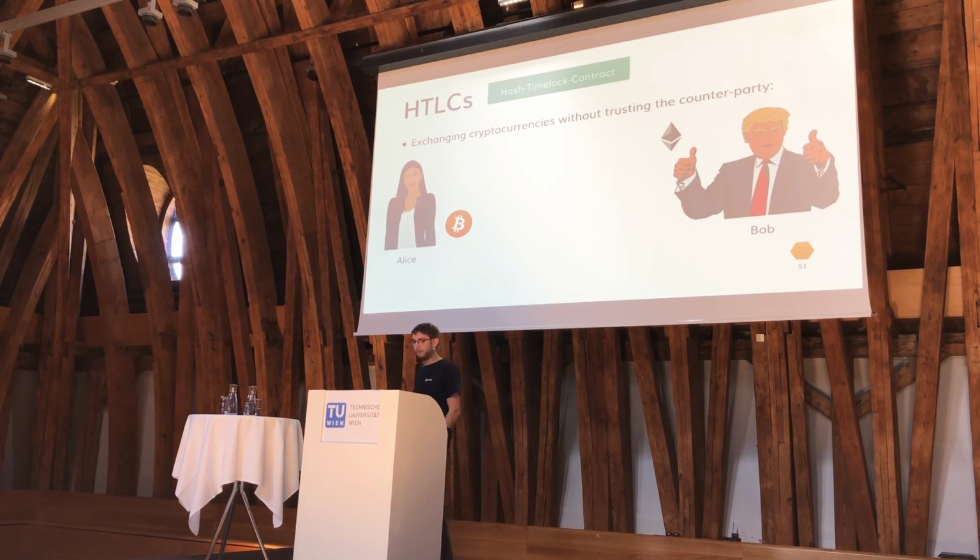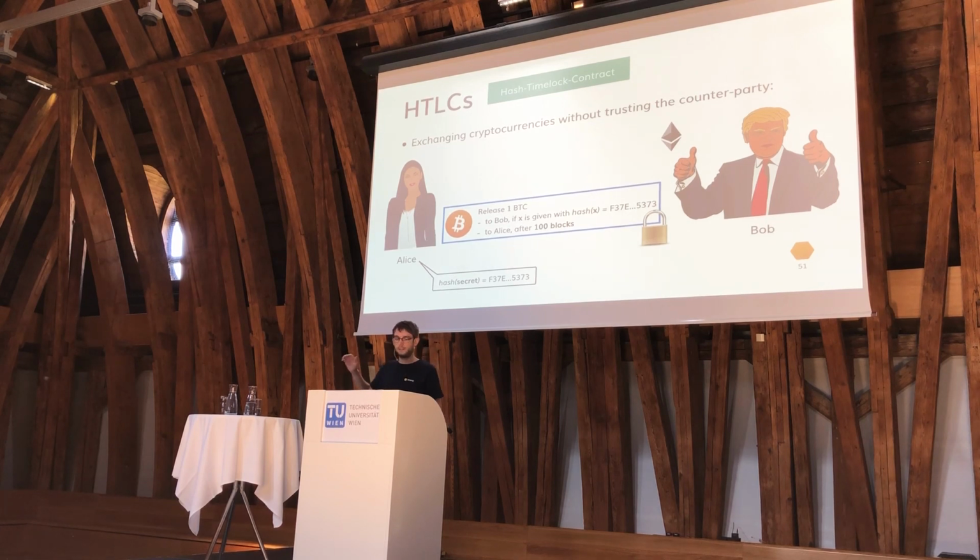So what you can do is use HTLCs to do something which is also called an atomic swap. Alice starts and creates a secret. Here the secret is very simple, it's called secret. Then Alice hashes the secret, so she has the secret value and the hash of the secret value. Then she creates this HTLC on the Bitcoin blockchain, a contract that says: release this Bitcoin to Bob if someone gives me some value X which hashes to the hash of the secret.